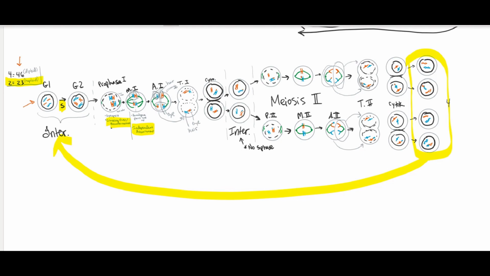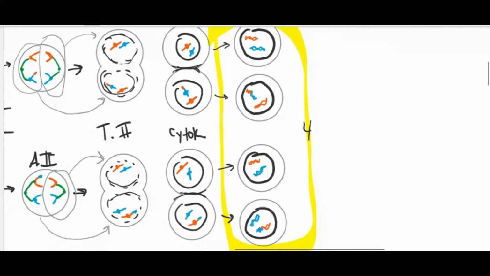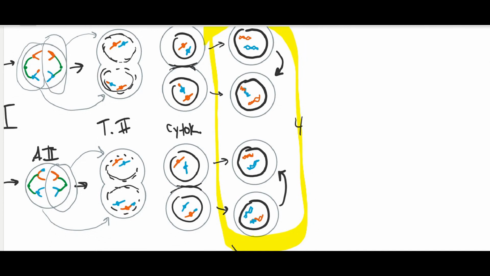Now comparing each one to each other, if we compared these 4 cells to where they started, are they genetically identical to where they started? No, they're entirely different from that starting place, right? How about to each other? If we compare each one to each other, comparing this one and this one, this one and this one, that one to that one, are they genetically identical? No, not at all, right?